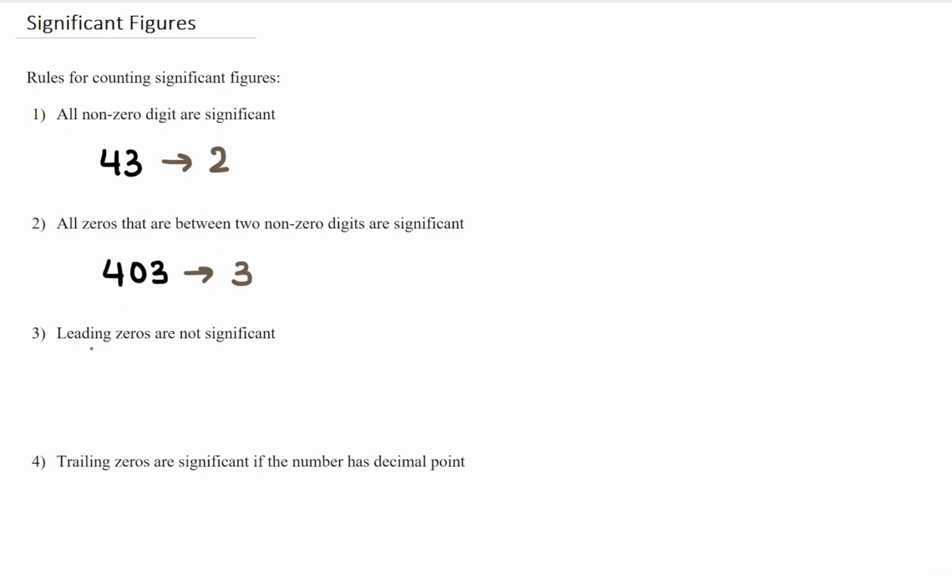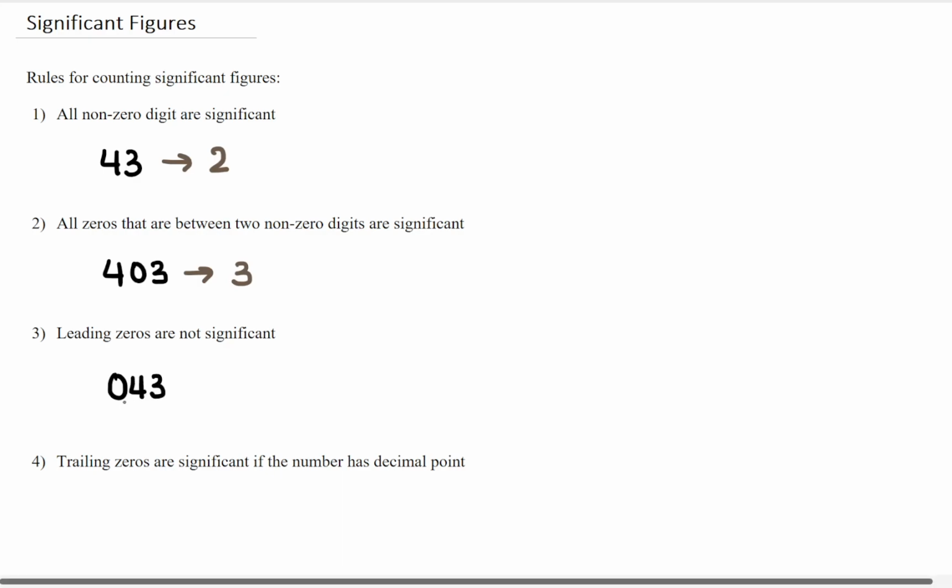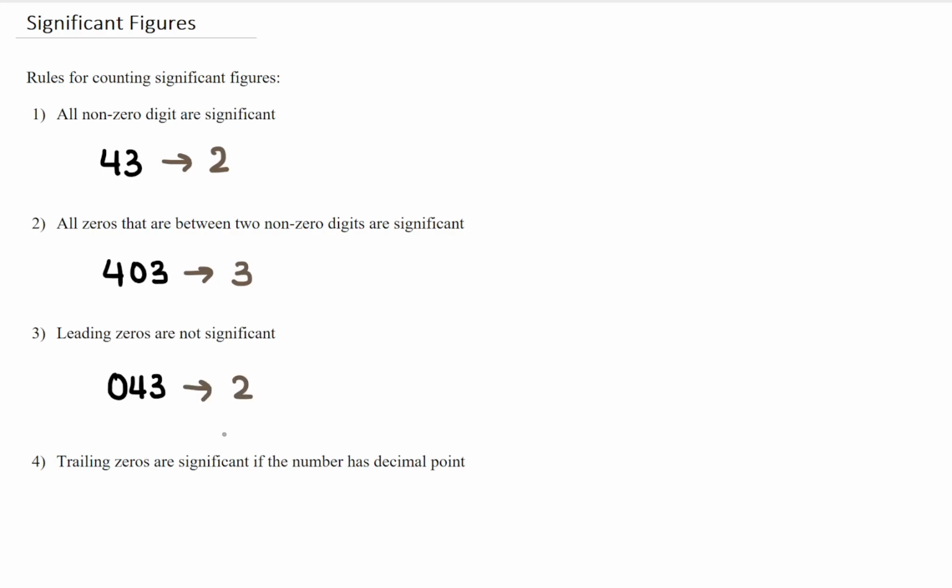Rule number 3: Leading zeros are not significant. So for example, 043. Here the zero is the leading zero, and this is not counted as significant. So this number has two significant figures.